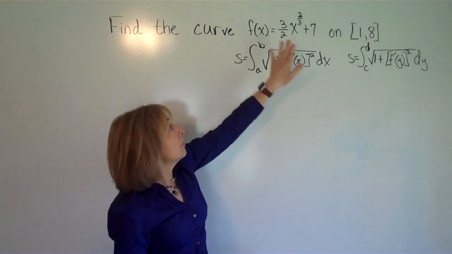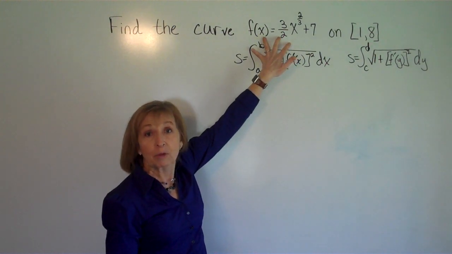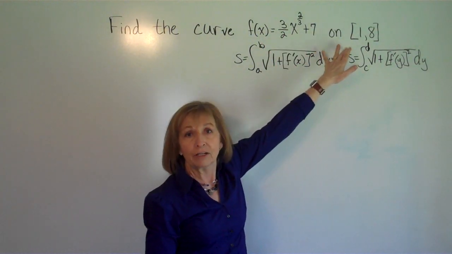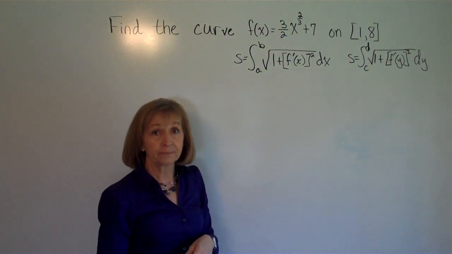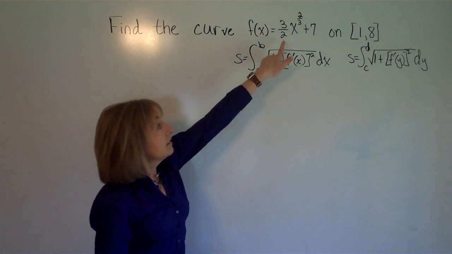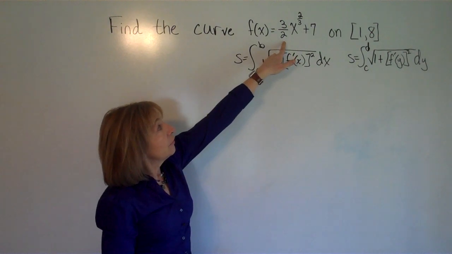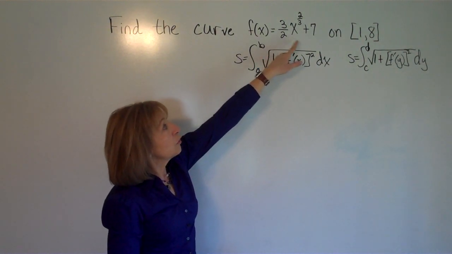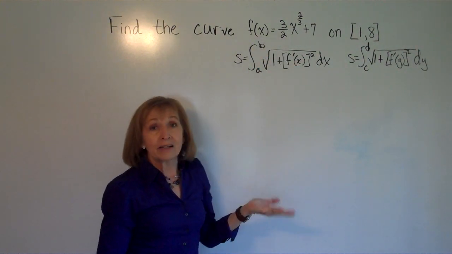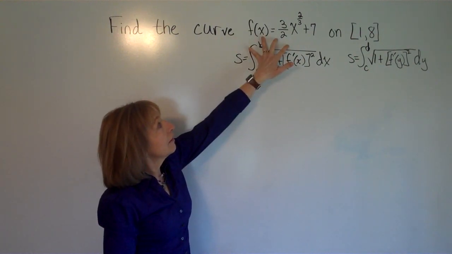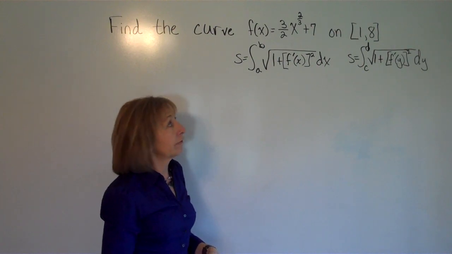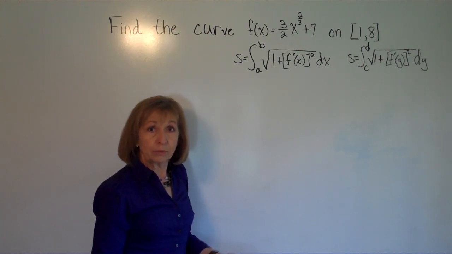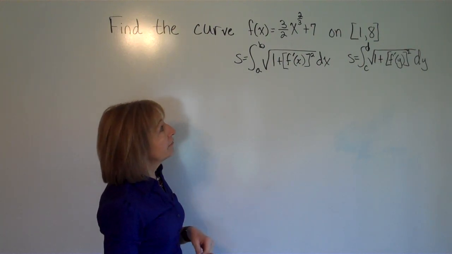Now in our example, we have a function f of x equal to an expression of x's on our interval of x's. So for ours, we're going to use this first formula. This function, 3 halves x to the 2/3 plus 7, is a continuous function. When I find its derivative, it is continuous on that interval. So it is a rectifiable curve, and we'll be able to go through and find the length.